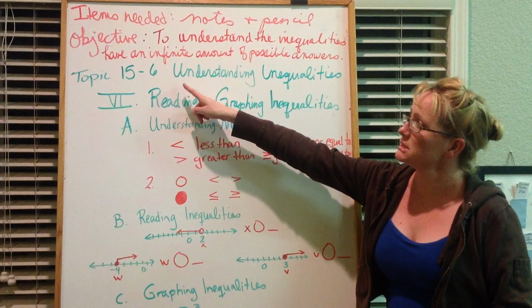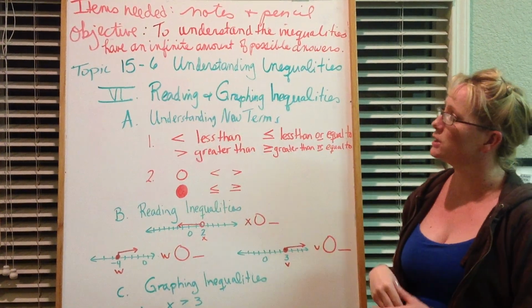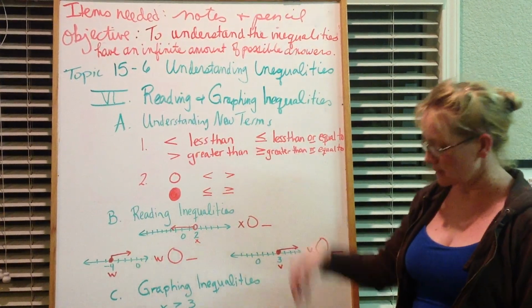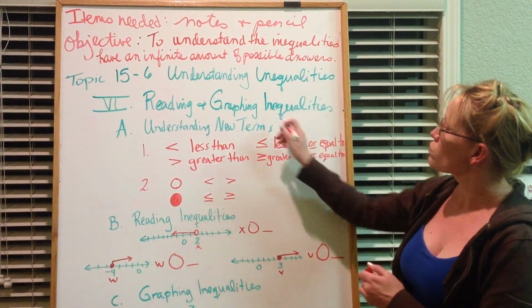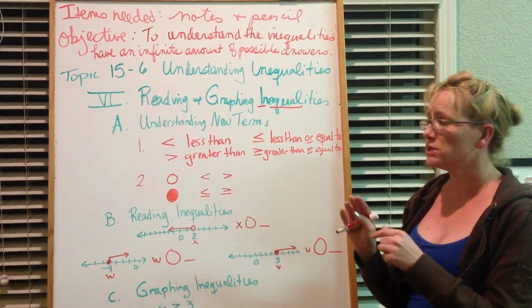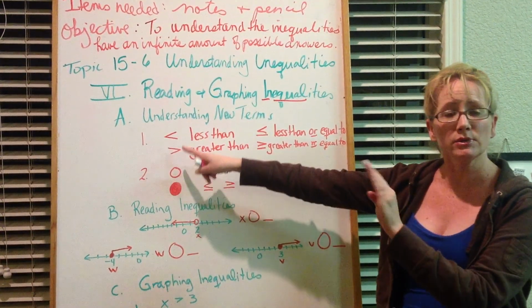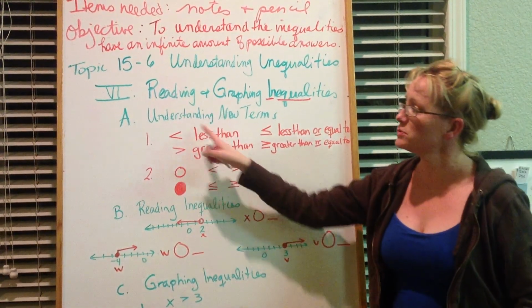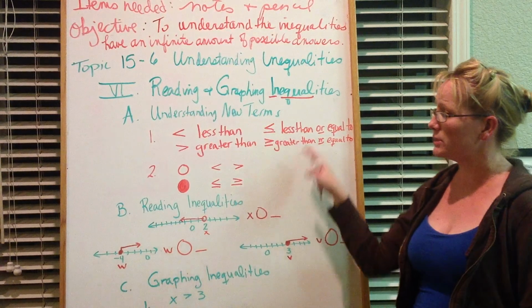So you're right, topic 15.6, understanding inequalities. We're going to use Roman numeral 6, reading and graphing inequalities. The word inequality means unequal, meaning you're not going to be using an equal sign, you're going to be using the less than and greater than symbols. They're pretty cool. First we need to understand these new terms that we're going to be using.